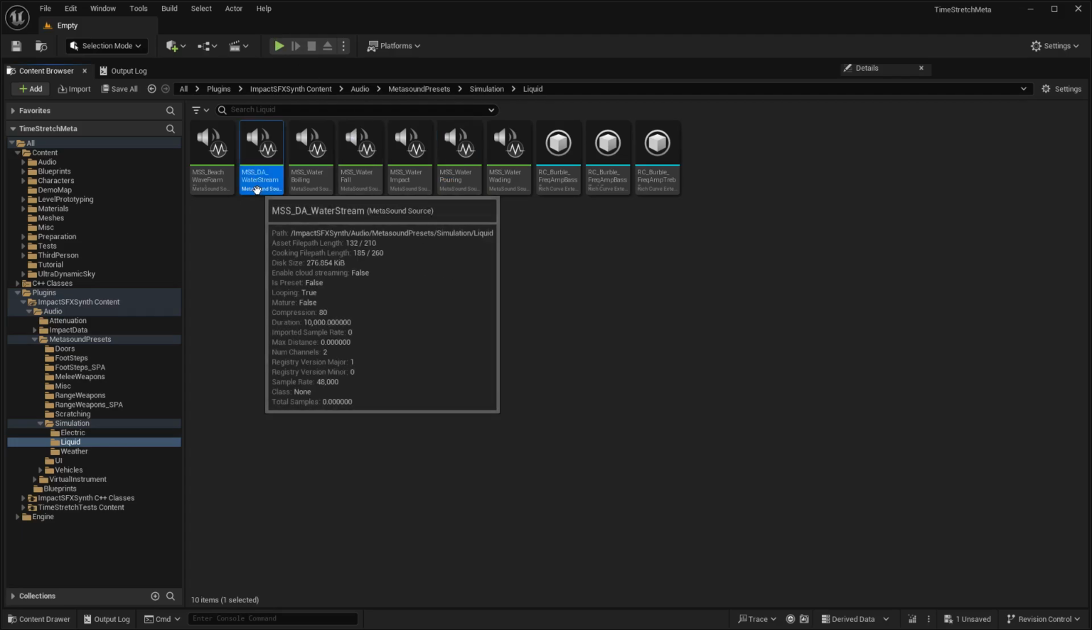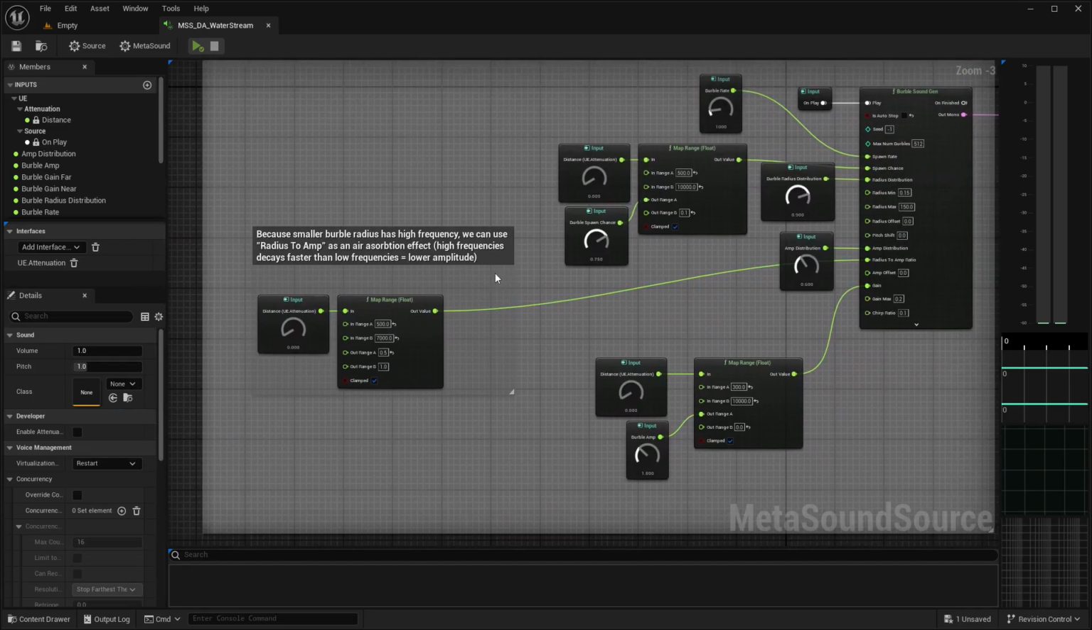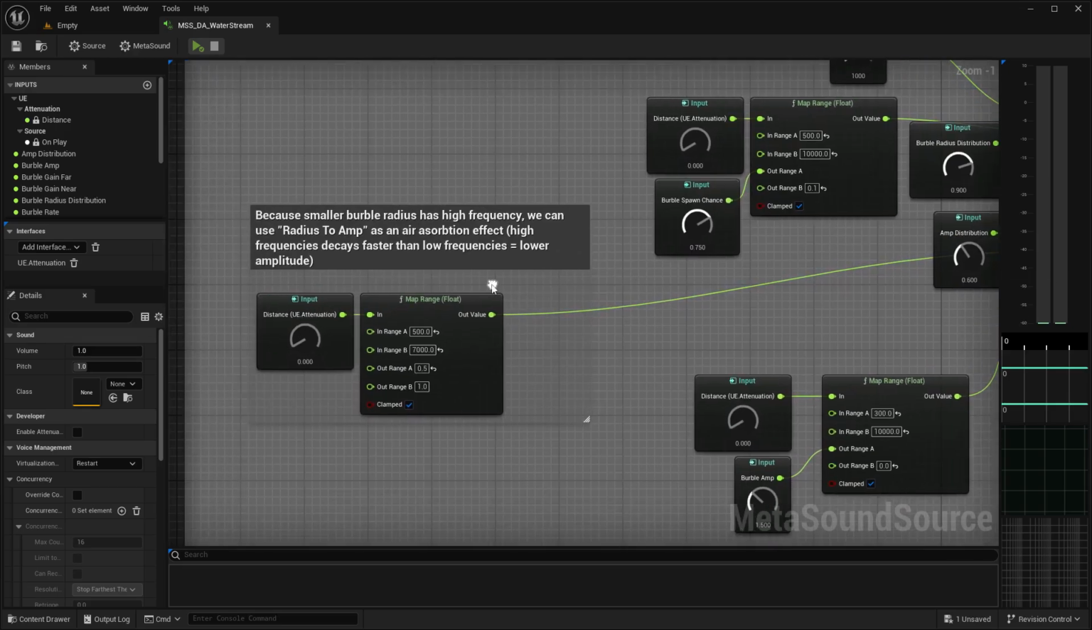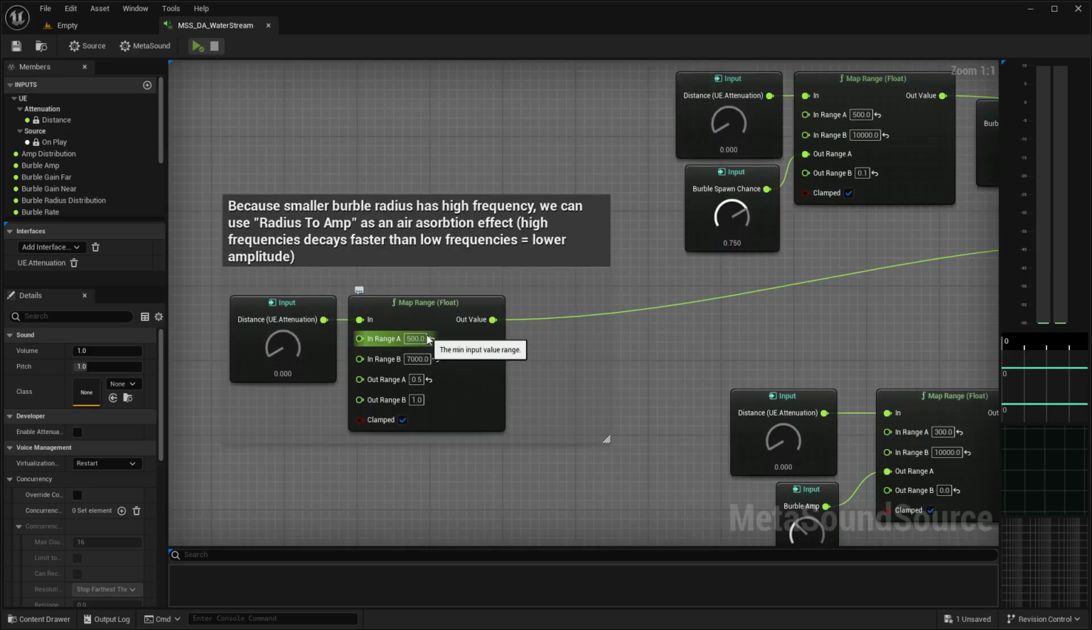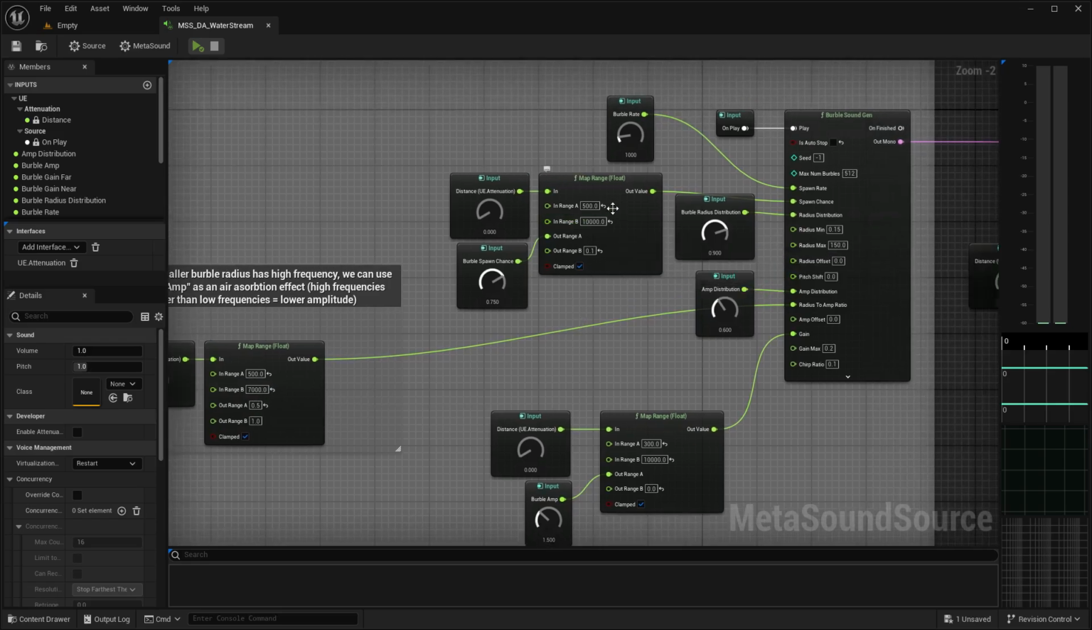Next is this water stream graph. This graph shows you how to include distance attenuation. At far distances, high frequencies will be absorbed faster than low frequencies. So we increase the radius to amplitude ratio to reduce the gain of high frequency bubbles. We also reduce the spawning chance at far distances.